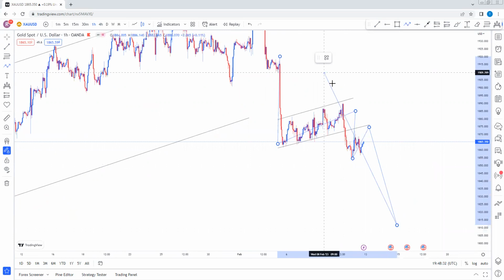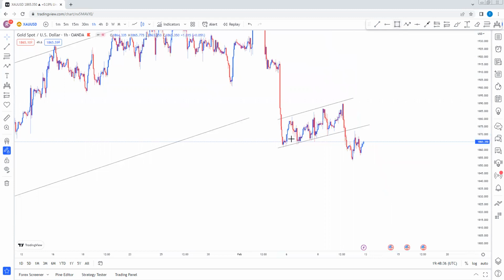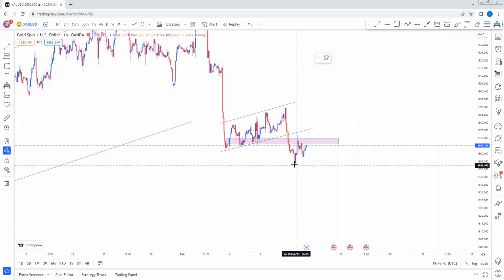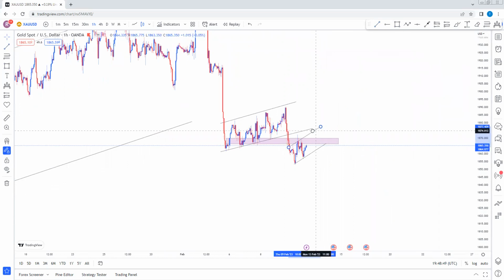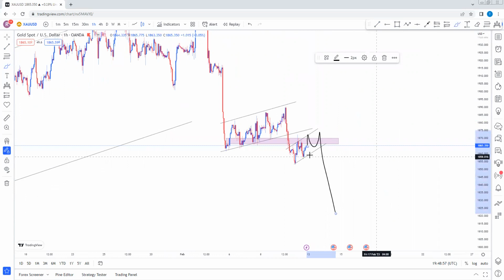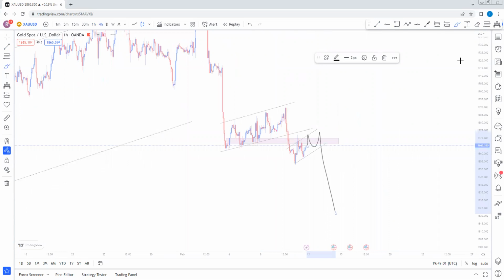So let's analyze the structure. As you can see, we have those lows here. The market is busy respecting those lows, so you might expect this type of formation. Then the market might just play around here, maybe before dropping, might get something like this. But we are expecting selling opportunities on gold.